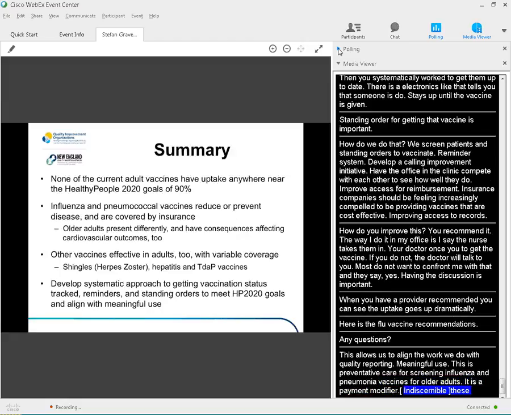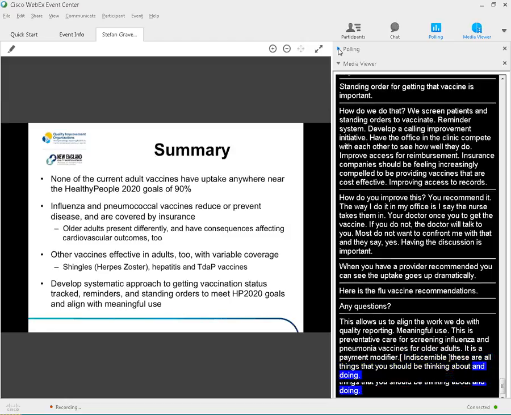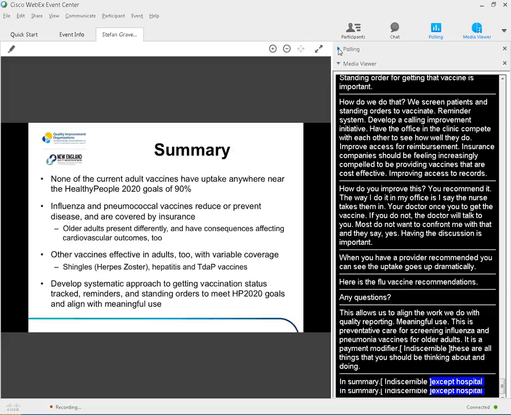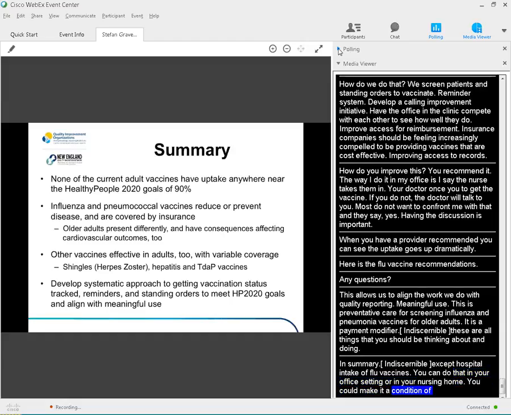So the summary: none of the current adult vaccines have uptake anywhere near the Healthy People 2020 goals, 90%, except hospital uptake of flu vaccine in those hospitals, especially that have mandated vaccines as a condition of work or wearing a mask. So you can do that in your own office setting or in your nursing home and make it a condition of future employment. That's hard to do with people who are already employed. Flu and pneumococcal vaccines reduce or prevent disease and are covered by insurance.